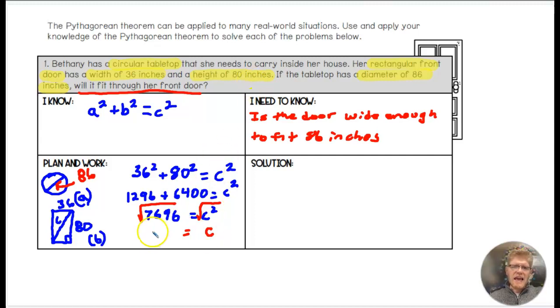The square root of 7,696 is 87.7. Now, my question was, is the door wide enough to fit 86 inches? Well, yes. In fact, it's 87.7 inches if we go from here to here. So that means if I turn that table at an angle, it will go through. So the solution is yes.